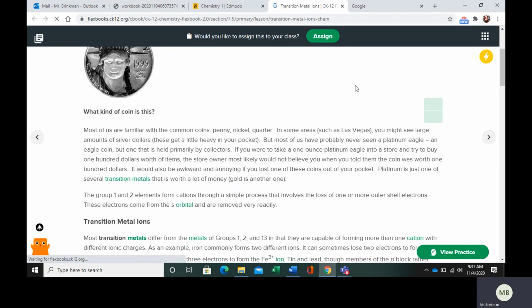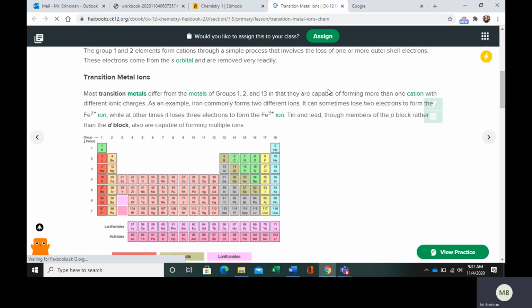So the transition metals are kind of tricky because, unlike the metals in groups 1, 2, and 13, they are capable of forming more than one cation with different charges. So for example, iron is going to form two common ions. Sometimes it's going to lose 2 electrons and form the Fe2+ ion. Sometimes it's going to lose 3 electrons and form the Fe3+ ion.